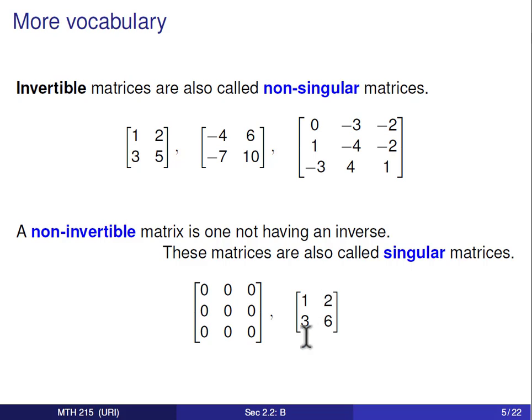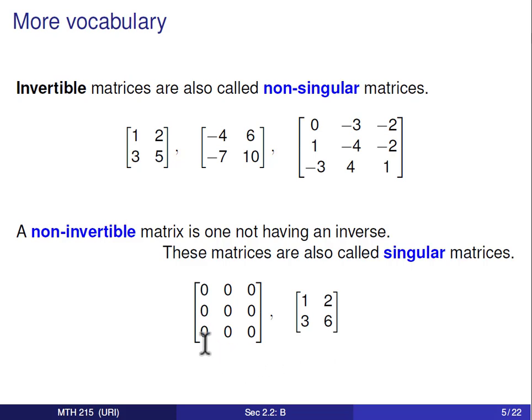There's the matrix 1, 2, 3, 6. This is the matrix we saw in the prologue that just seemed to have weird properties when it came to multiplication. It turns out that it does not have an inverse. We'll explain even more why not in the coming slides.